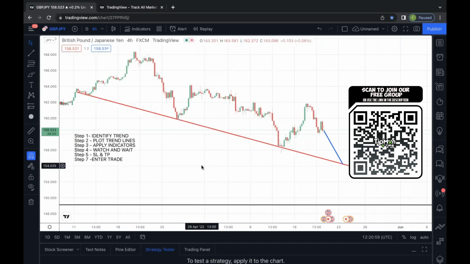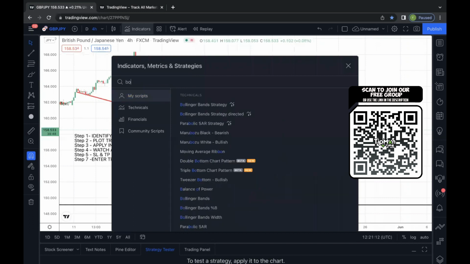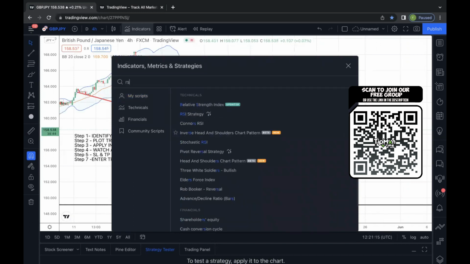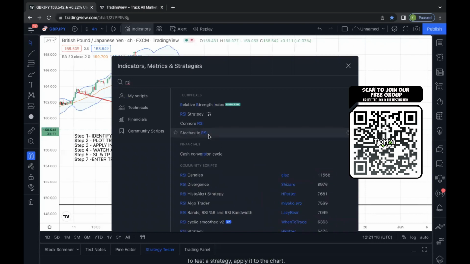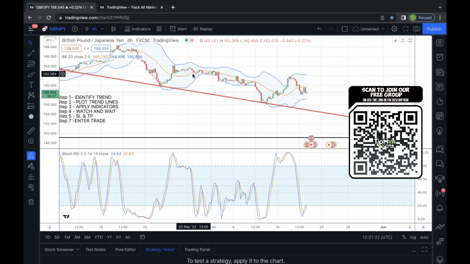Right, so step 1 is done. We've got our trend. We've actually put on our trend lines already, so we know we are going to be looking for a buy here. We need to now apply our indicators, and again, we are going to keep it simple as we always do. We're going to start off with Bollinger Bands. We are also going to add on our stochastic RSI. And then we're just going to stick to that. Sorry, guys. I'm just going to put that on now.